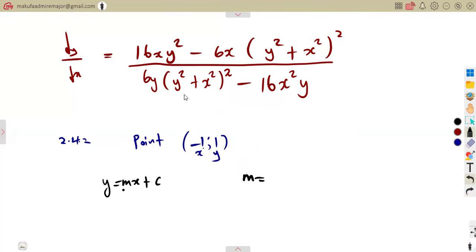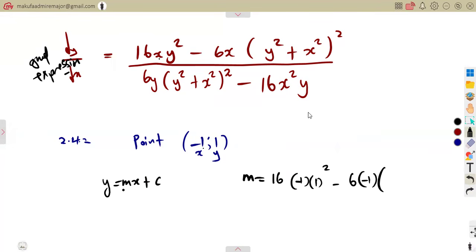So m was simply from our dy dx. Remember, dy dx is the gradient expression. By substituting the value of x and y, you are finding the numerical value of that gradient. So it was going to be 6 times x, that is minus 1, in place of y, that's 1 squared, minus 6 times x, minus 1, into y squared. Guys, y squared, that is 1 there. x squared, minus 1 squared, that will be 1.